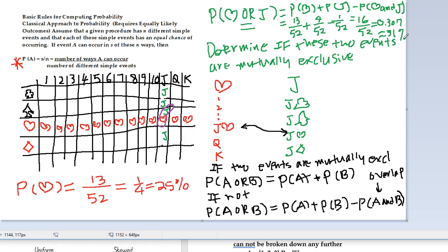So whenever you have questions asking for either this event or that event, you must determine whether these two events are mutually exclusive or not. Just make sure that you understand the example that I gave you, and try to understand what mutually exclusive events are, because the probability of the outcome is going to be different for mutually exclusive events and not mutually exclusive events.